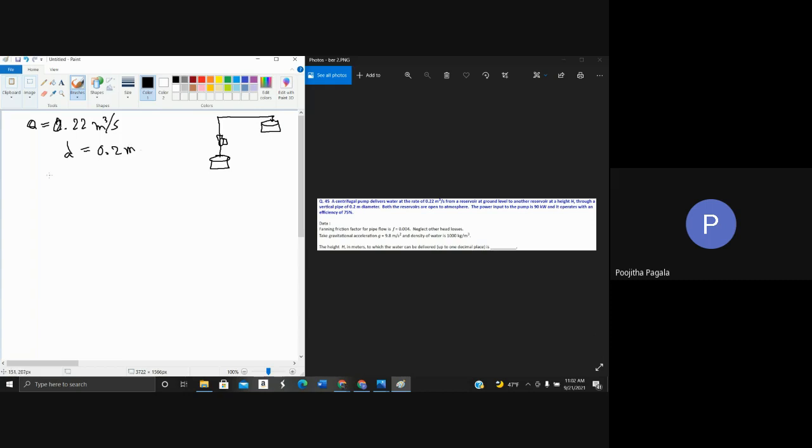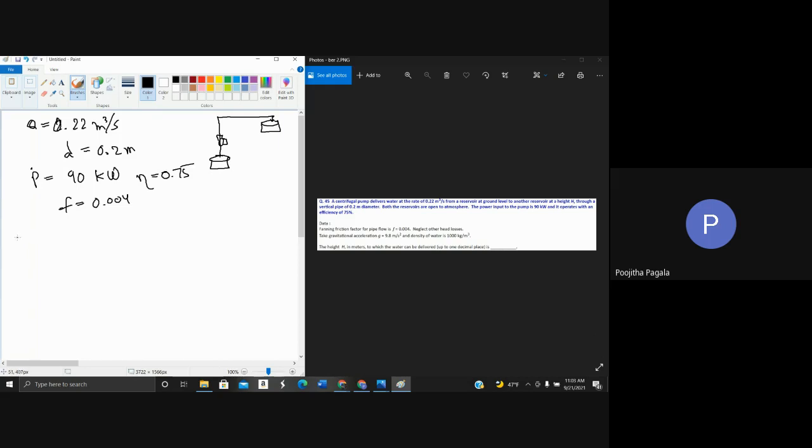And the power input to the pump is 90 kilowatt. And what is the efficiency? The efficiency of the pump is 0.75. And the F value is also given. F is 0.004 and the density is 1000. So the first step would be to write down the terms of the Bernoulli equation.